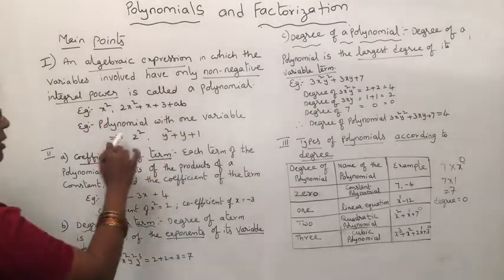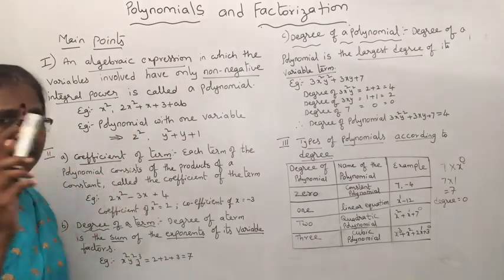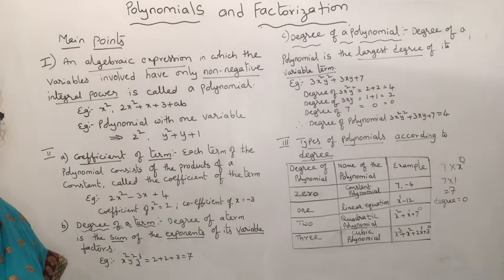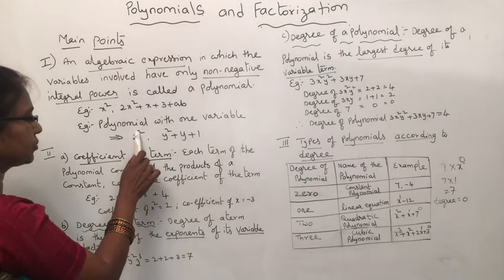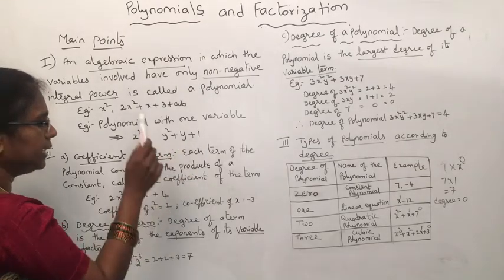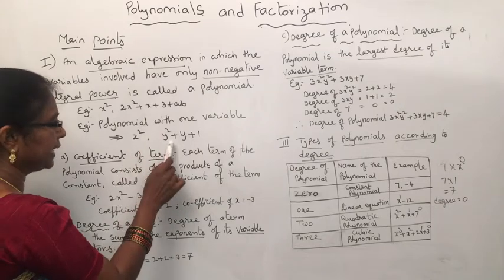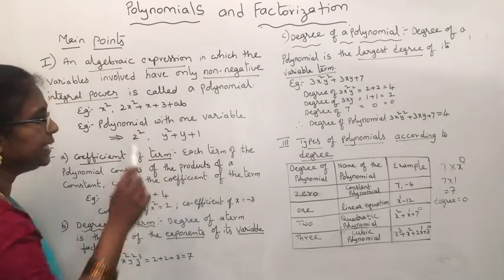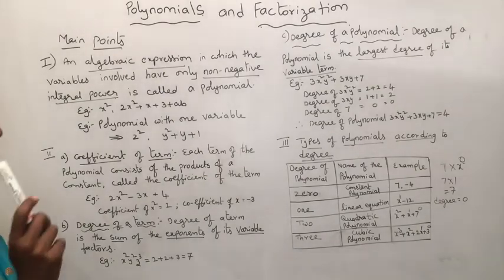Suppose a polynomial with one variable means only one variable. If you write the expression using only one variable, we call that a polynomial with one variable, that is z square, y square plus y plus 1. Here we are using only z, in the second expression we are using only y. These are called polynomials with one variable.